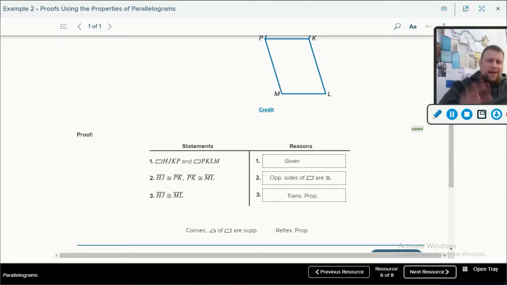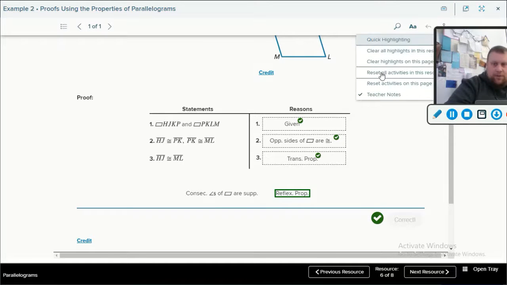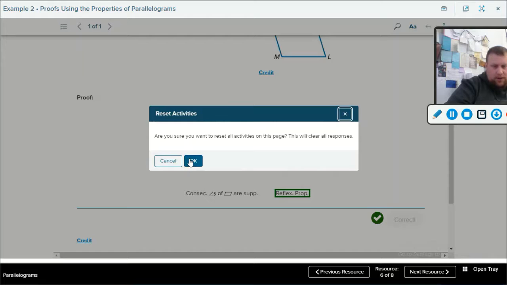That's because of the transitive property. Transitive property says, hey, if I got A equal to B and B equal to C, then cut out B, A is equal to C. I can translate that. And if we check it, awesome. But I better not forget to reset this resource, as I forget that all the time.